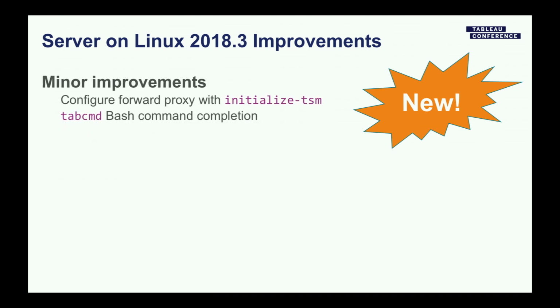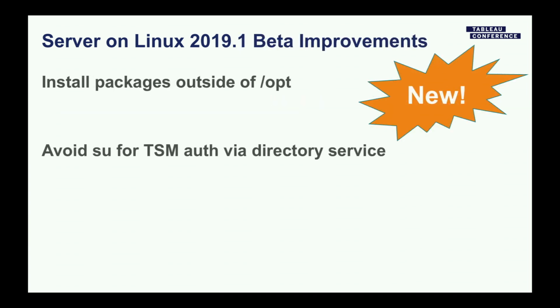In the 2018.3 release, the customer-facing improvements were more minor. We made it easier to configure a forward proxy with initialize TSM, and we also now have command completion for the tab command. Now, the 2019.1 beta that just got released on Tuesday, we have two new features, which I'll cover later. One is it's now possible to install the server packages outside of the opt directory. And we also now avoid using su for TSM authentication if you use the directory service on your system.